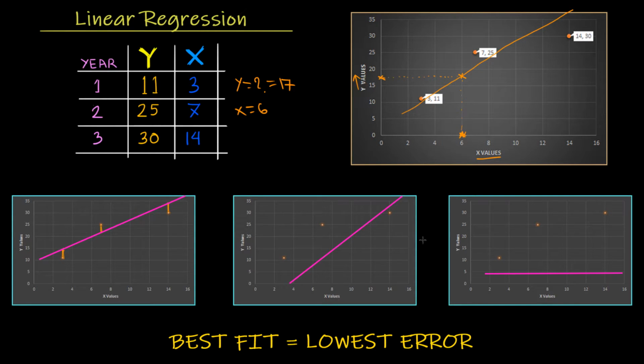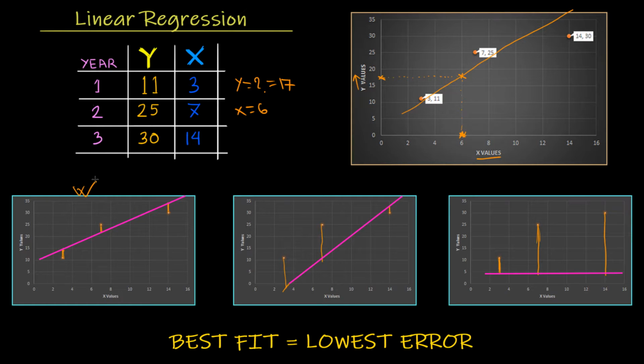Now if we try to find out the same sort of errors with this line, you will be amazed how stupid this line is. So this is the error here, this is the error here, and this is the error here. As you can see, definitely this line is way better than this line. Now what about this line? Well, this one is better than this one, but definitely this one is the winner here.